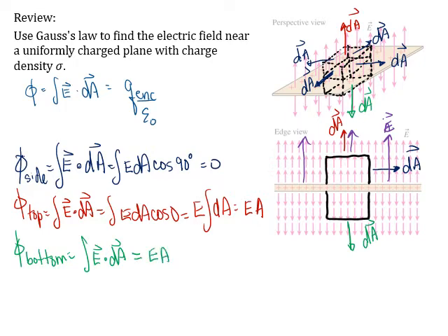If I want my net electric flux, then what I do is I add all those guys together. So my net electric flux is the flux for the top plus the flux through the sides plus the flux through the bottom, and I get 2 times E times A. Okay, that's my integral part added up. Now I have to find my charge enclosed. I'll go on to the next slide to do that part.